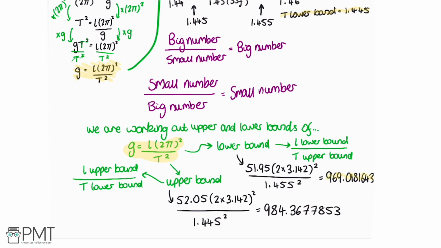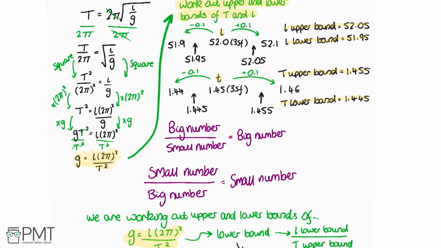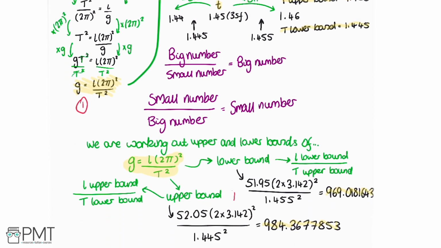We've got a value for our lower bound here and our upper bound here. So we get 1 mark here for working out the bounds of L and T. Another mark for rearranging to get g to be the subject. 1 mark down here for our working. And 1 mark if we get the correct value for the upper and lower bound.